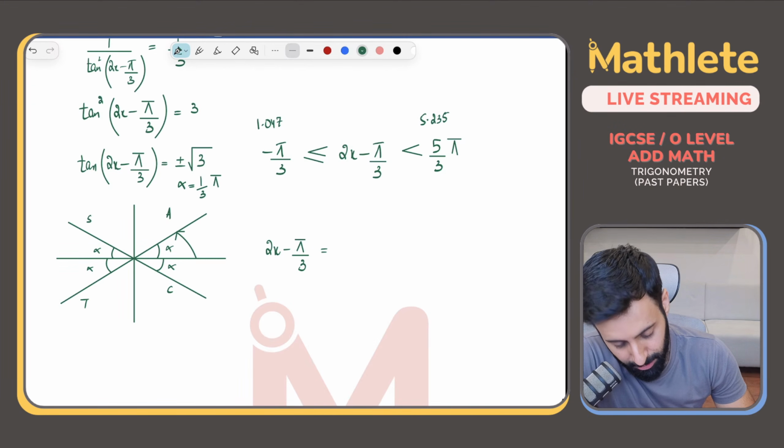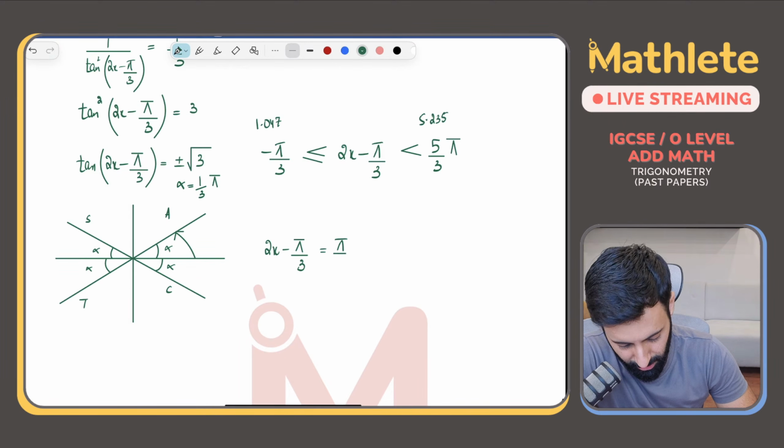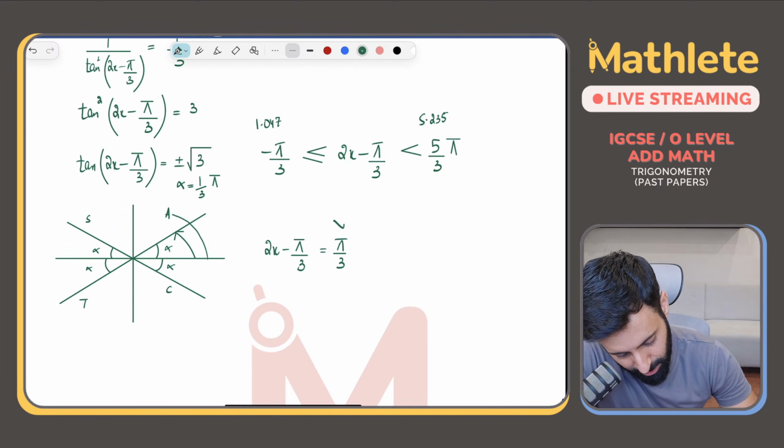So 2x minus pi upon 3 will be equal to alpha, which means it's equal to pi upon 3. That's inside the range, so we're going to consider it. Then there is pi minus pi upon 3.